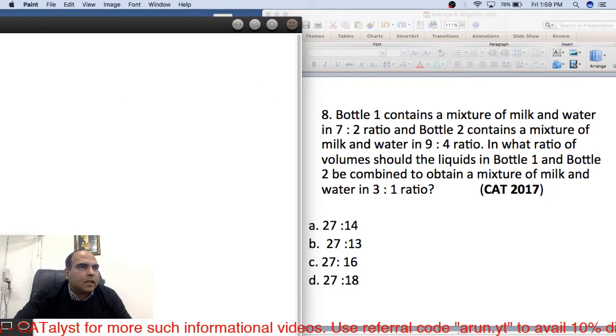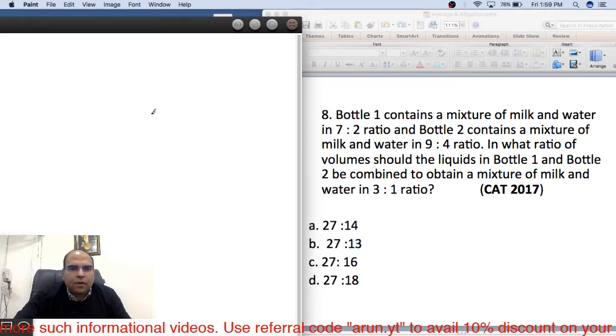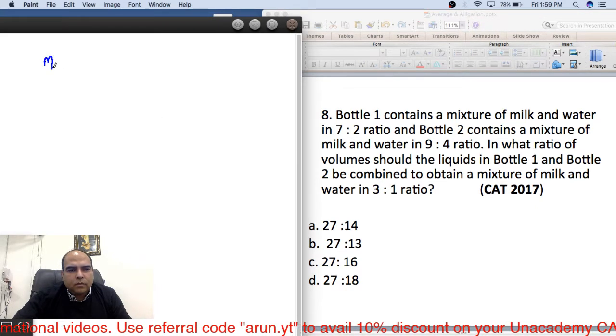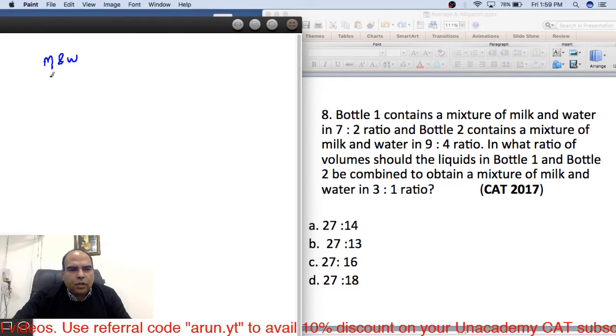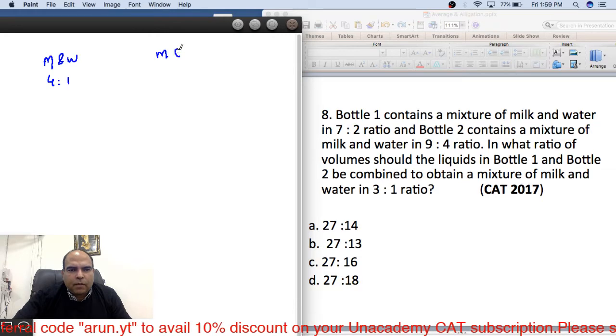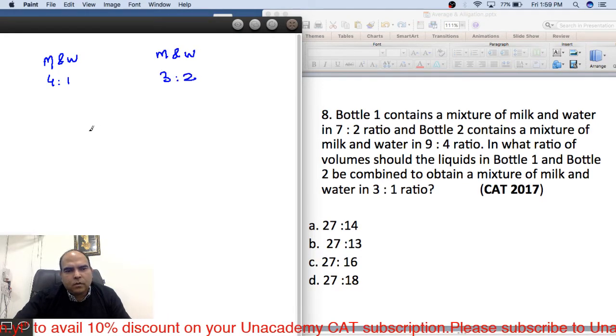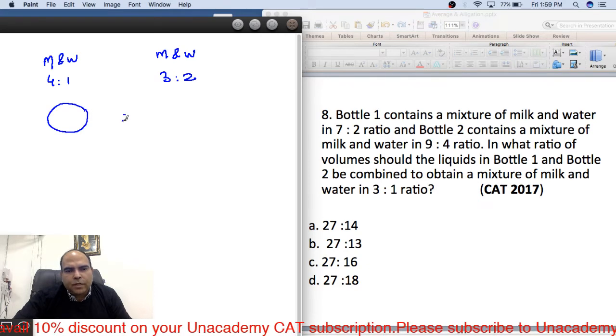So one of the ways you could do this is through alligation. But the problem with alligation here is that if you try to do it through percentage, it's going to be difficult. So suppose I give you a situation. Let's understand the structure of the situation. Let's say I give you a situation which says that you have in one mixture milk and water in the ratio 4:1, and the other mixture you got milk and water in the ratio 3:2. So in what ratio should I mix these two?